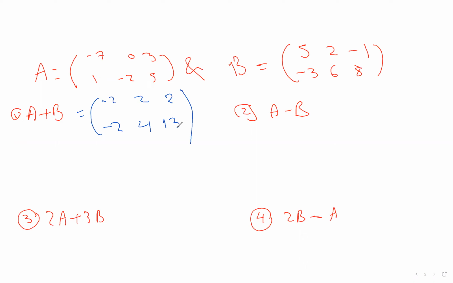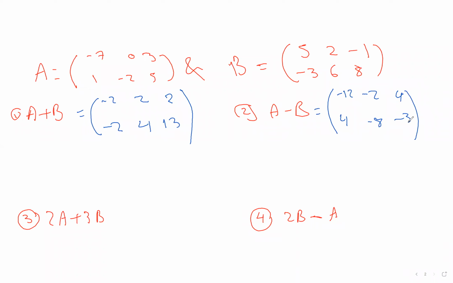Each term with its correspondence one, يعني corresponding terms together. يعني this term is correspondence to 5, and 0 is correspondence to 2, and the 3 with negative 1, and so on. You can add or subtract them according to the numbers with you. Like this one, a minus b, then subtract them. Negative 7 minus 5 is negative 12, and 0 minus 2 equals negative 2, and the 3 minus negative 1 is 4. 1 minus negative 3 is 4. Negative 2 minus 6 is negative 8, and 5 minus 8 is negative 3, and this is the matrix.